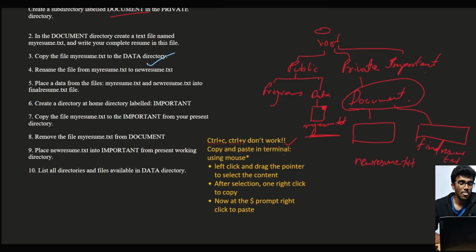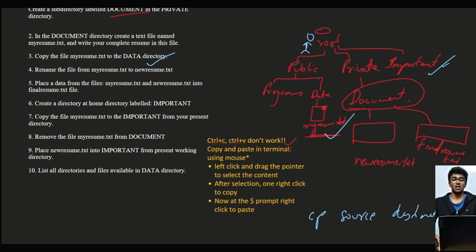In question number 7, it says copy the file myresume.txt to the important directory from your present directory. Presently we are over here, in the directory important we just created. Now we have to copy the file which is in another directory, myresume.txt, which is in data, which is in public, and paste it in the child directory, important, right over here. You know that the copy command has a syntax of cp space source space destination.